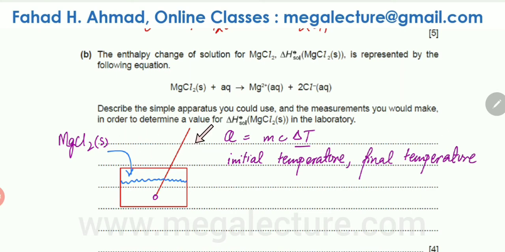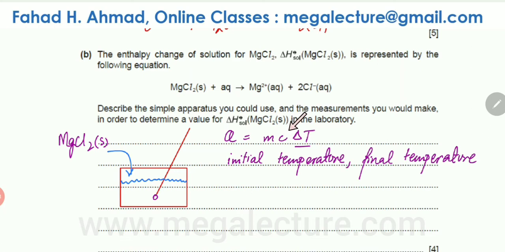You're going to use this as a stirrer to mix MgCl2 in this. So the final temperature has to be measured as well to measure the change in temperature. The other thing is specific heat capacity. That's for water. That must already be known, so you don't need to measure that. It's given in the data booklet.